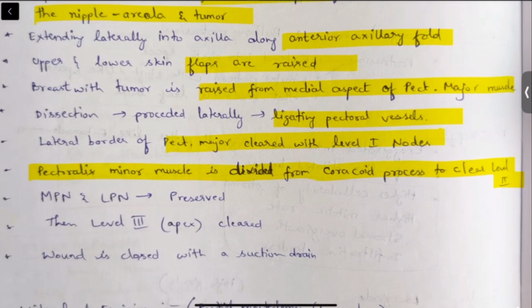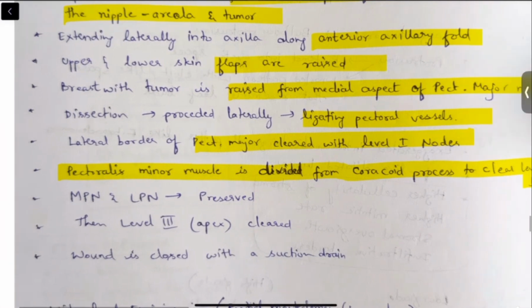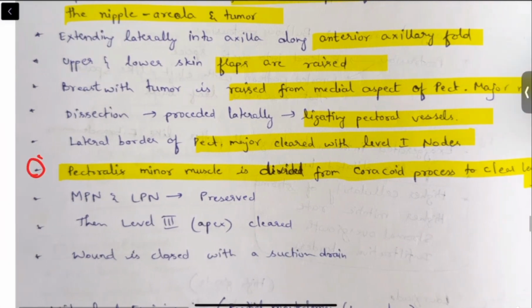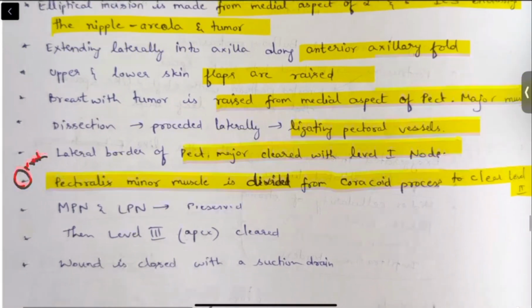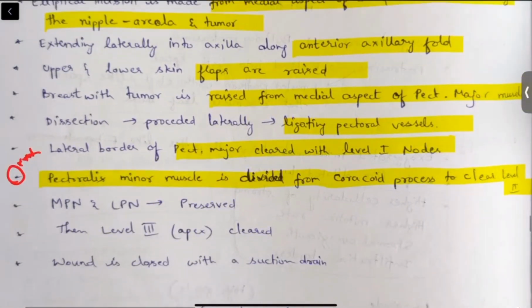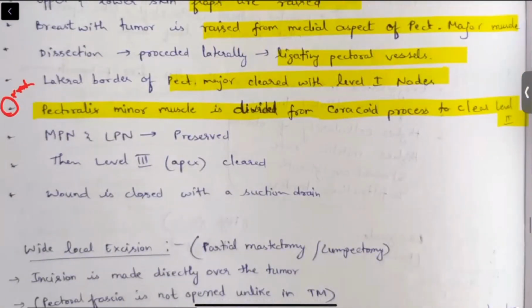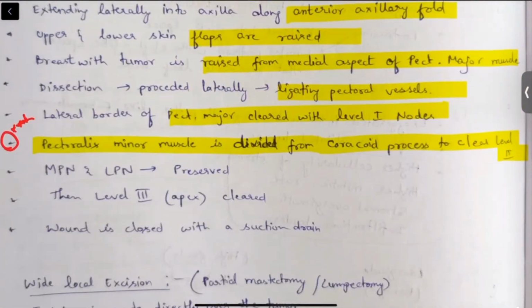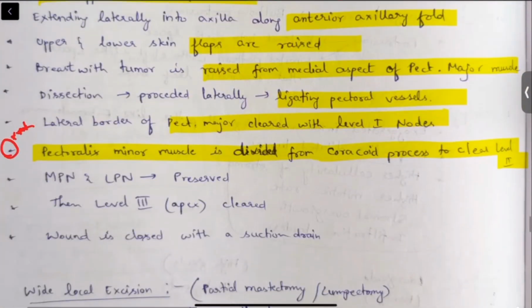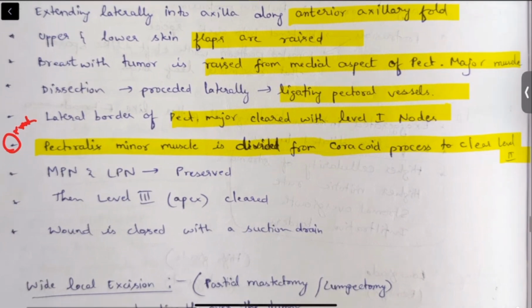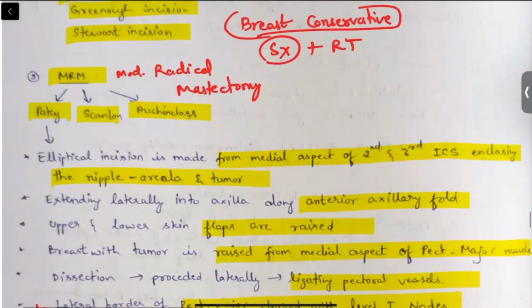Based on what step we do here, it is divided as Patey's, Scanlon and Auchincloss. If we cut the muscle and remove the level 2 lymph nodes and we join it back, it is Auchincloss. Such are the modifications. If we excise the pectoralis minor muscle also, then it is Patey's. Similarly, there are certain procedures like that which lead to these modifications.